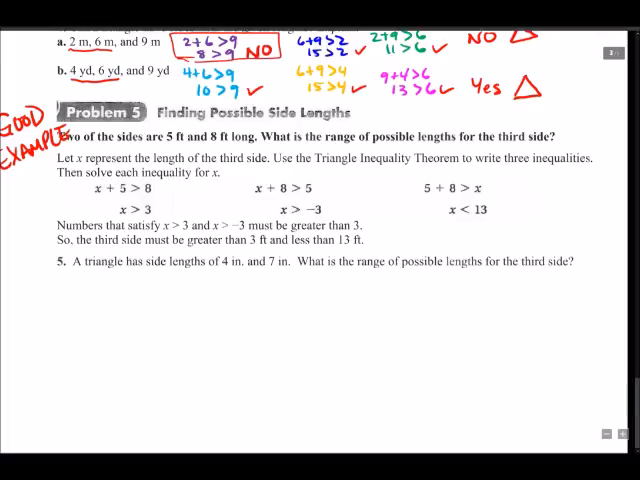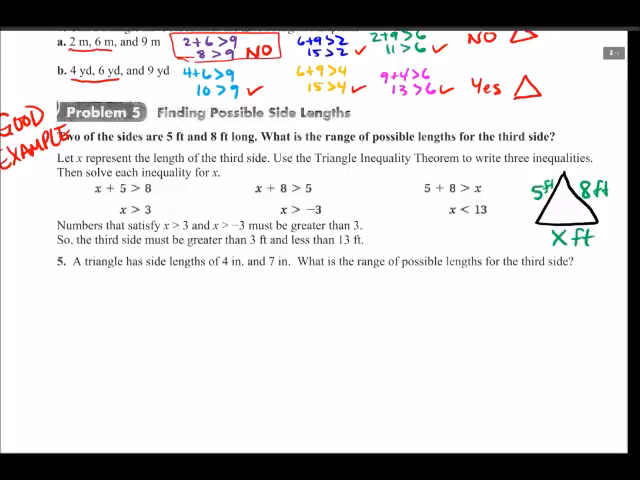We are given that two sides of our triangle are 5 feet long and 8 feet long. What are the possibilities for the third side? So let's draw a little picture here. We know that this side is 5 feet, this side is 8 feet, and this side we don't know, so it is x feet long. So what are we going to do? Well, we are going to check, because remember, x is just a number.